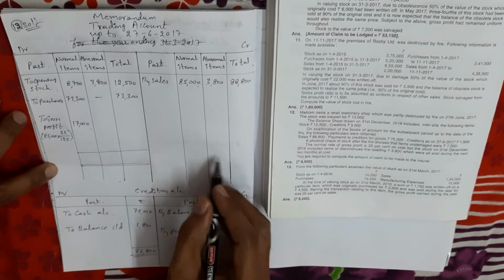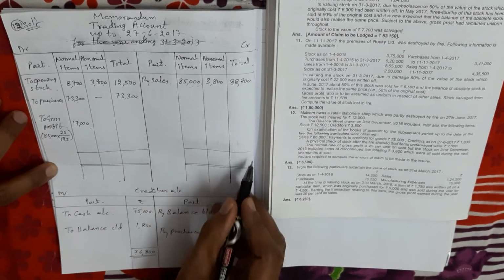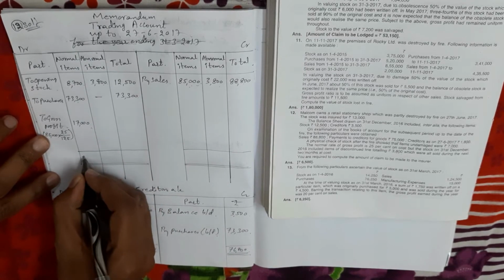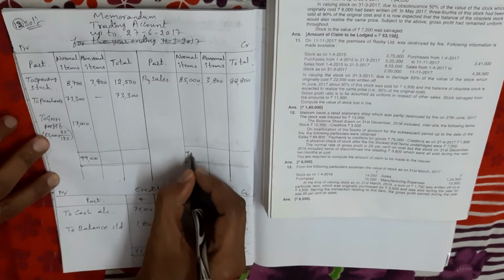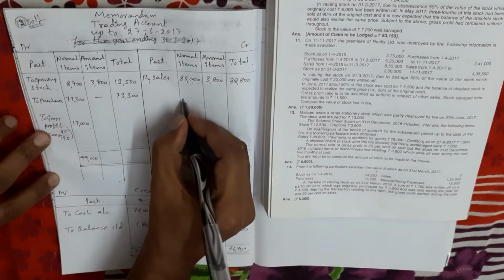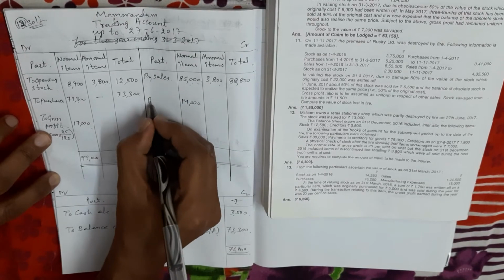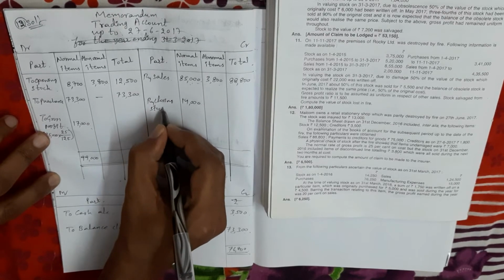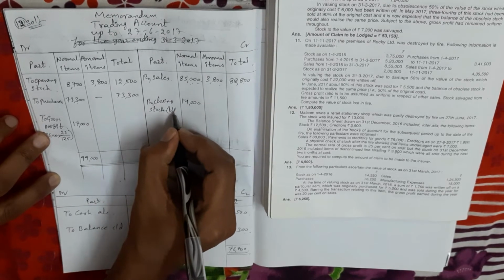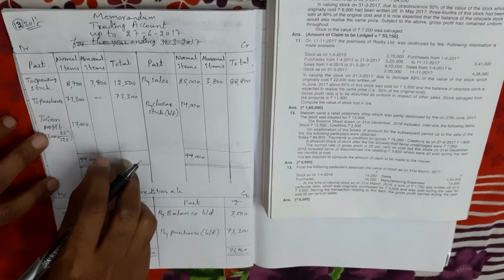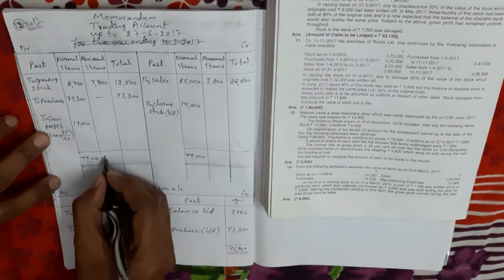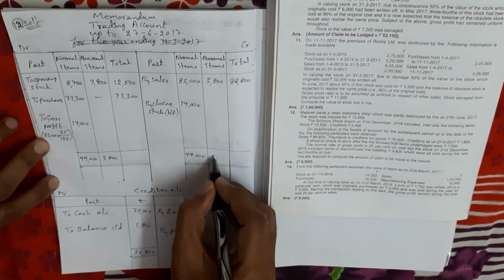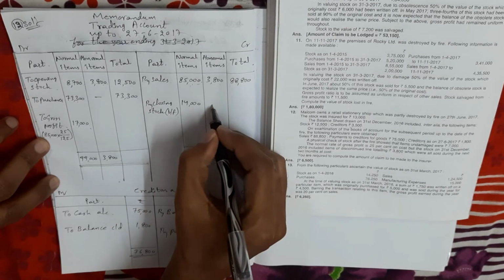Now I am closing the memorandum trading account. First, normal items total debit side, 99,000 minus 85,000 means the closing stock. The closing stock of normal items is 14,000. In abnormal loss, in this problem, there is no closing stock, because the 3,800 abnormal items goods we sold for 3,800. So there is no closing stock.